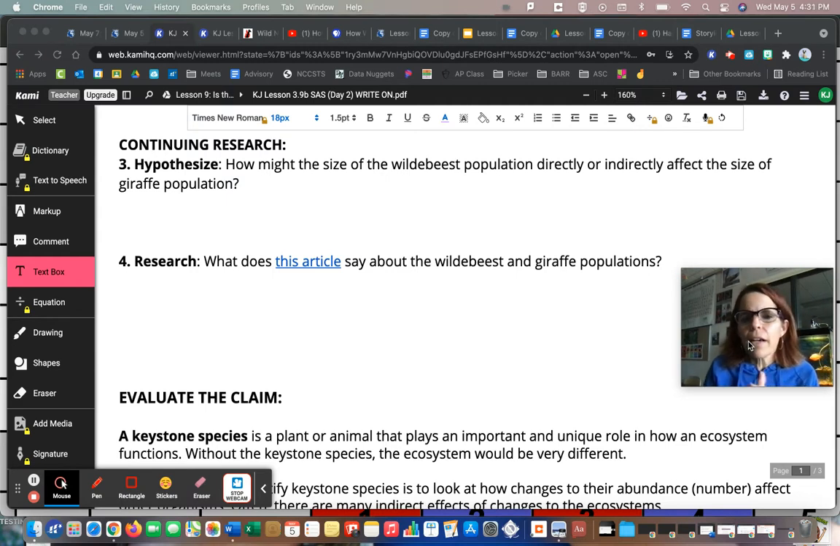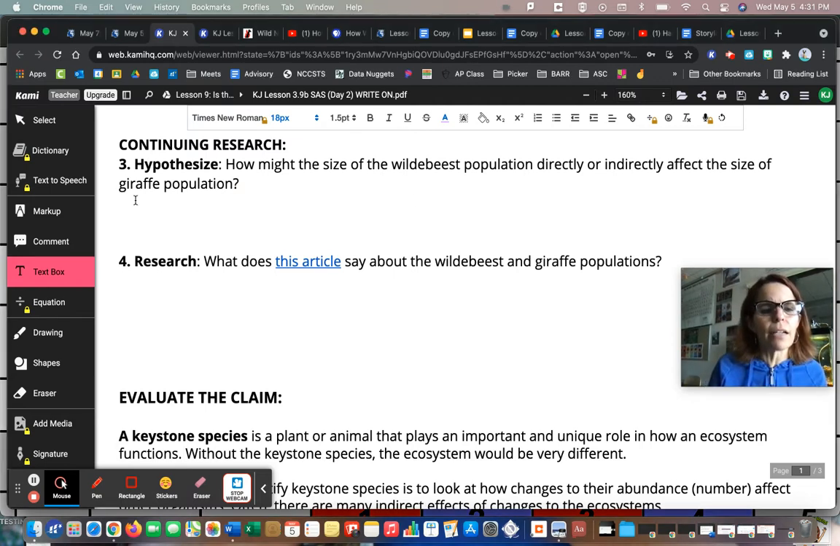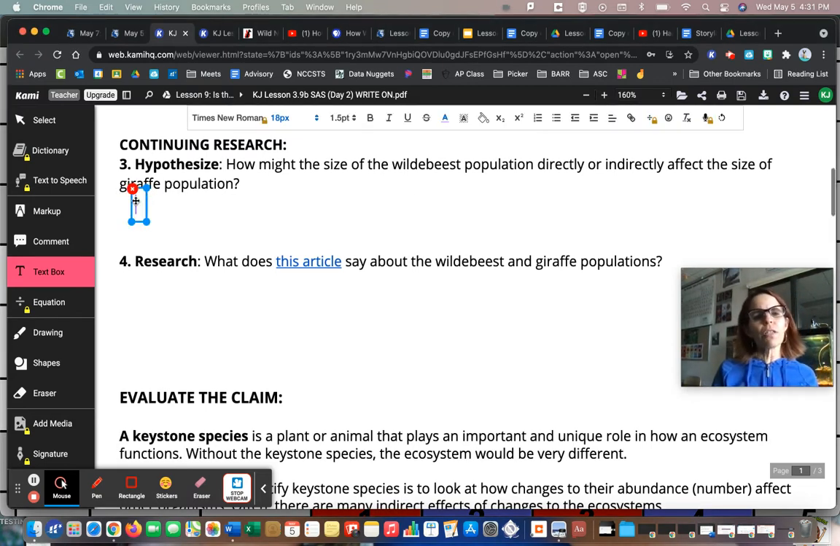It says, how might the size of the wildebeest population directly or indirectly affect the size of the giraffe population? KJ, we've never talked about giraffes. Well, let's hypothesize. We're just guessing here. So let's come up with some ideas. First of all, we know that the wildebeest affect grass and trees. How could that relate to giraffes?